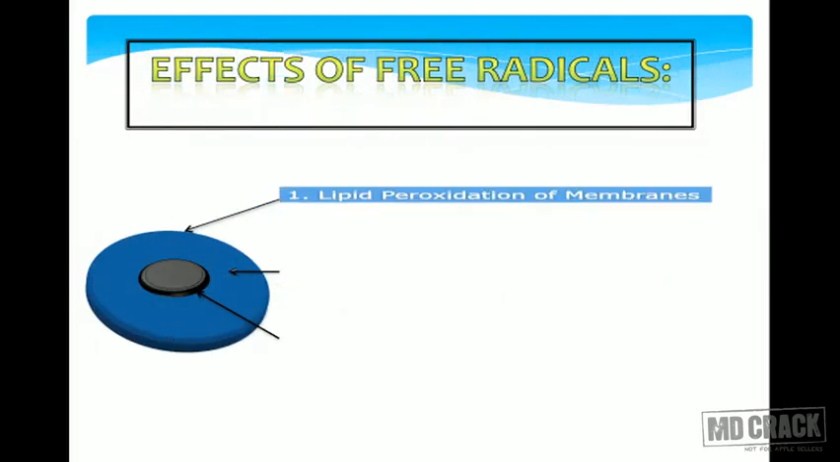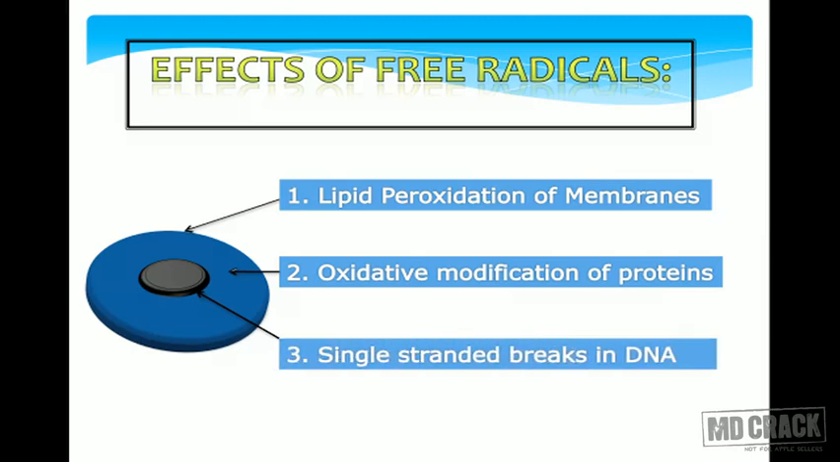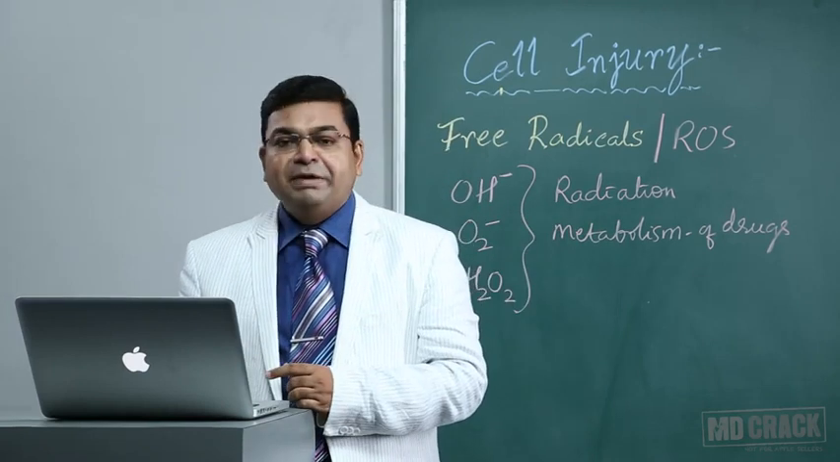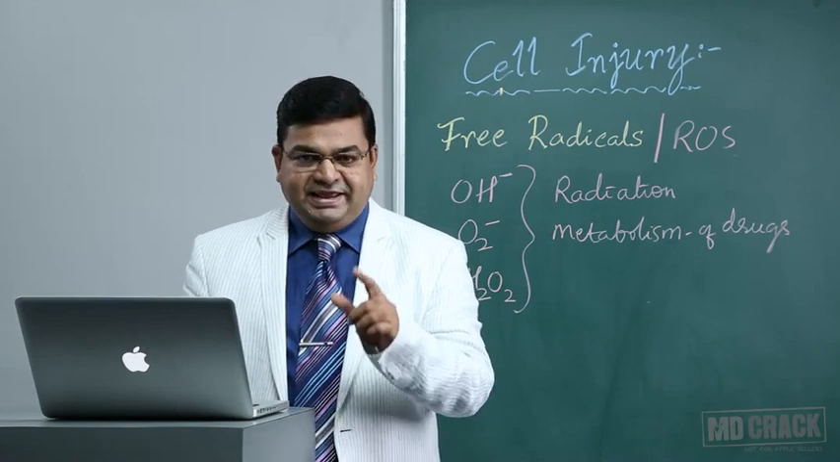So what is the final effect of these free radicals? The three important main targets of free radicals are lipid peroxidation of the membranes, that is the plasma membrane, the cell membrane, the organelle membrane. Oxidative modification of proteins, the cytoskeletal proteins, will take place, and there will be a break in the single stranded DNAs. Single stranded DNA breaks are also one of the important lethal effects of these free radicals. So three important effects of free radicals you need to remember: the lipid peroxidation of the membranes, the oxidative modification of the proteins, and single stranded breaks in the DNA.